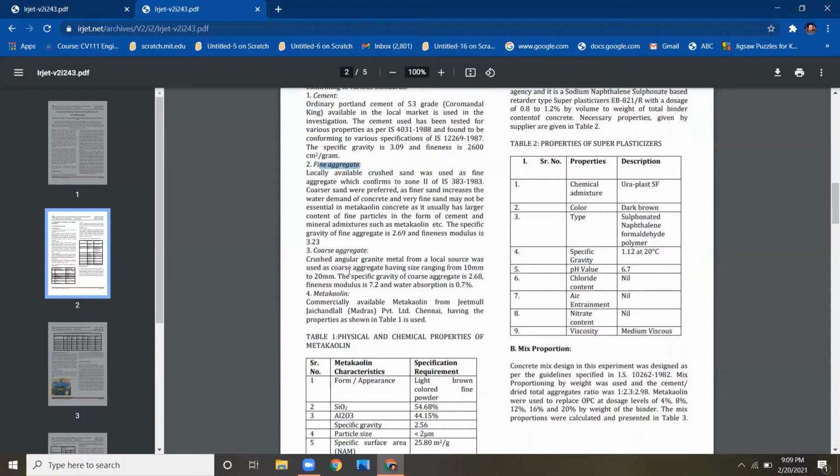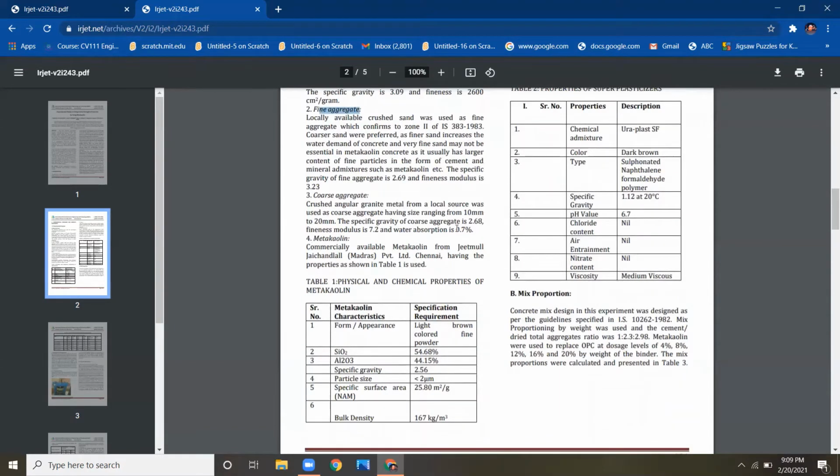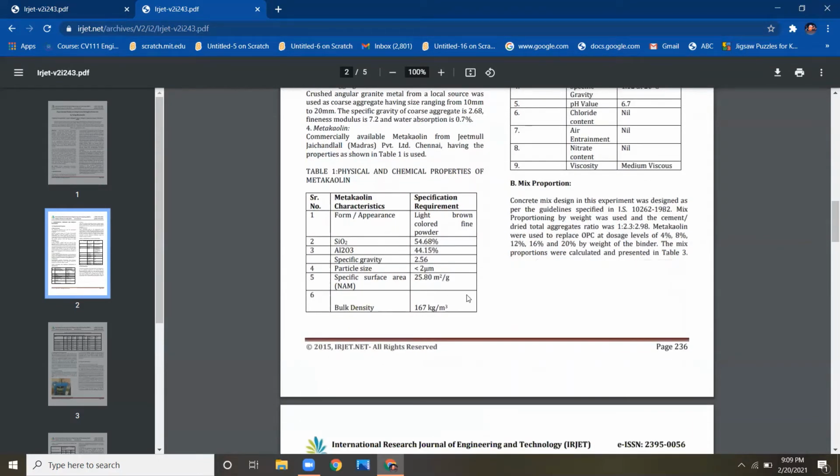Then coarse aggregate: crushed angular granite metal from a local source was used as coarse aggregate, with size ranging from 10 millimeter to 20 millimeter, because they passed the coarse aggregate through sieves. Now you can see the specific gravity test was also done, and the fineness modulus they have also taken. Then metakaolin, that was the supplementary cementitious material. They have taken it from Chennai, having the properties as shown. They have done tests of the physical and chemical properties of metakaolin: appearance, chemical composition, specific gravity and bulk density.